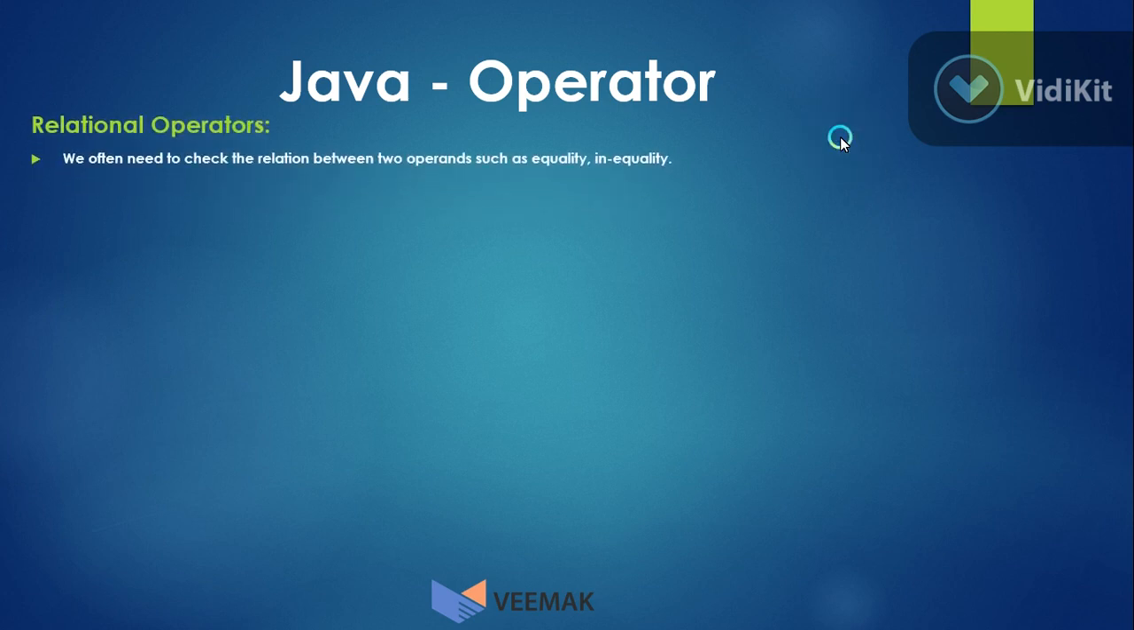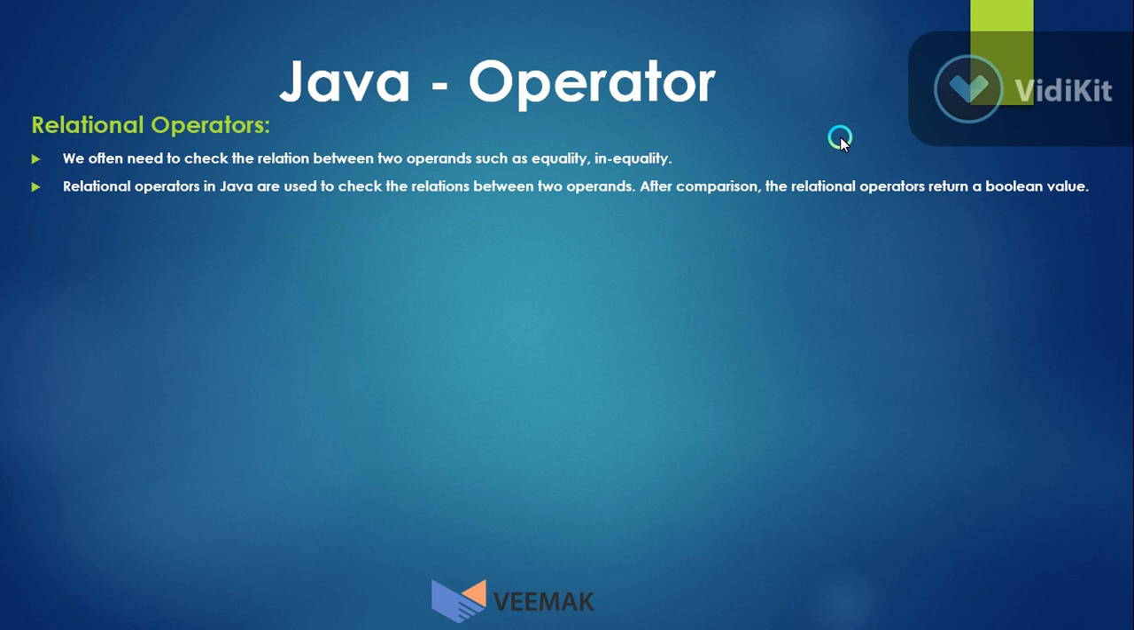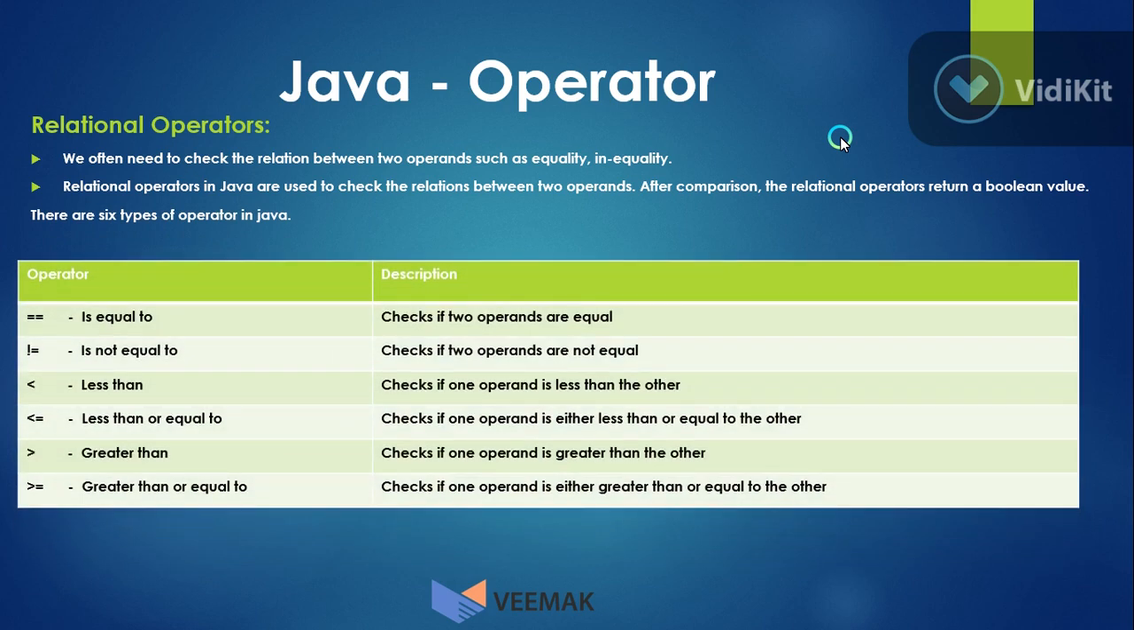Then relational operators. We often need to check the relation between two operands, such as equality or inequality. The relational operators in Java are used to check the relations between two operands. After comparison, the relational operators return a Boolean value. There are 6 types of operators in Java.